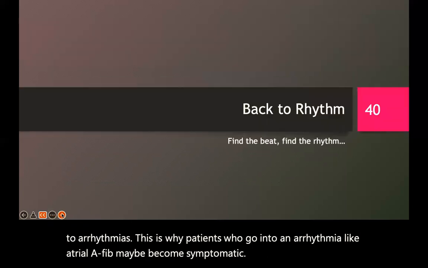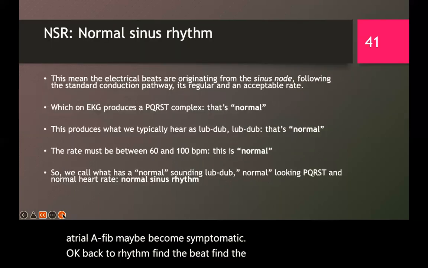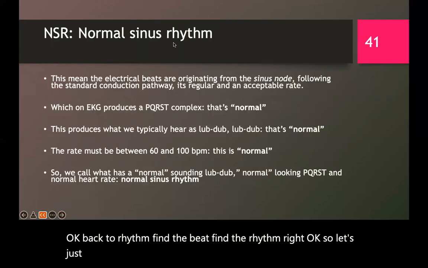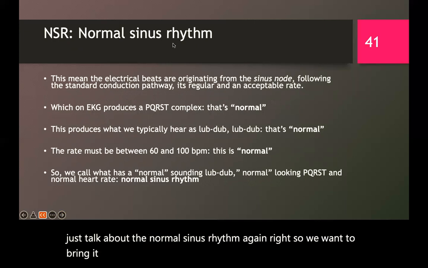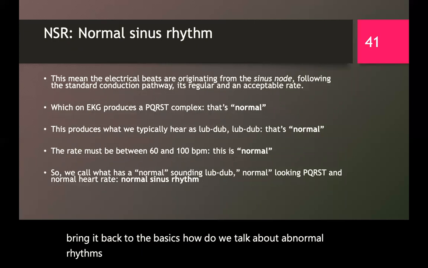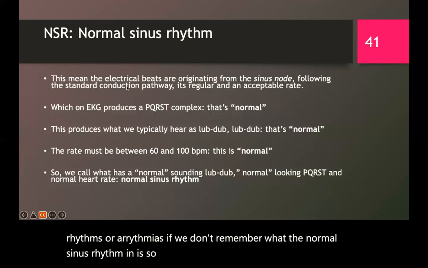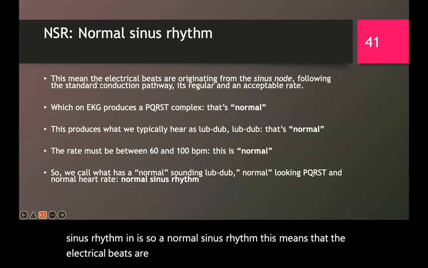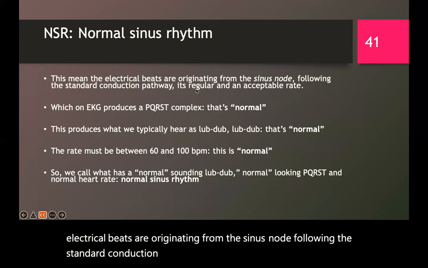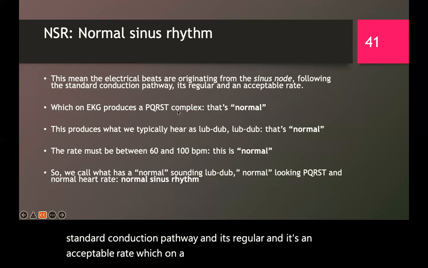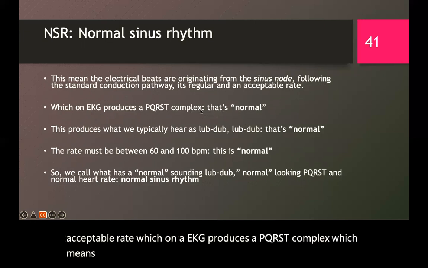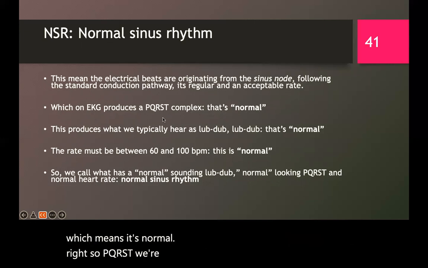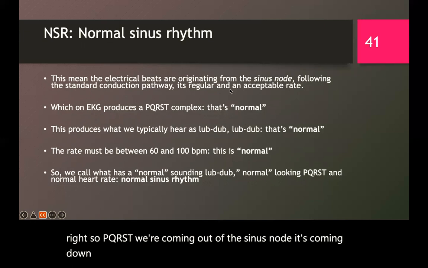Okay, back to rhythm. Find the beat, find the rhythm, right? Okay, so let's just talk about the normal sinus rhythm again, right? So we want to bring it back to the basics. How do we talk about abnormal rhythms or arrhythmias if we don't remember what the normal sinus rhythm is? So a normal sinus rhythm means that the electrical beats are originating from the sinus node following the standard conduction pathway, and it's regular and it's an acceptable rate, which on an EKG produces a PQRST complex, which means it's normal, right? So PQRST, we're coming out of the sinus node, it's coming down the standard conduction pathway, the rate is regular and acceptable, okay?